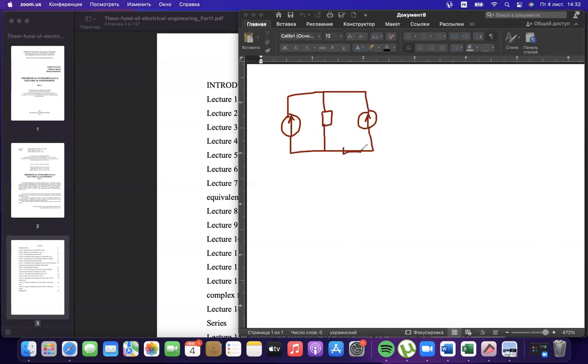For example, some circuit. Let it be a circuit with the same resistivities, for example, 10 ohms. And the task with the same sources, for example, I don't know, let it be 10 volts.